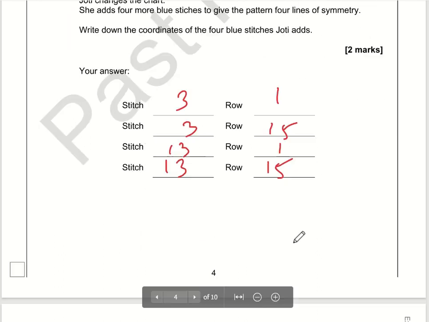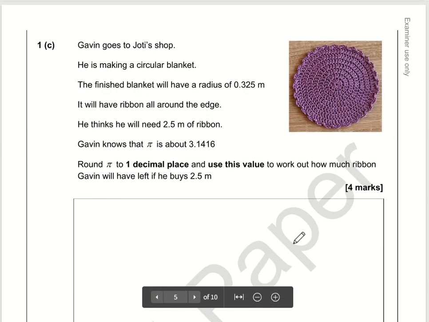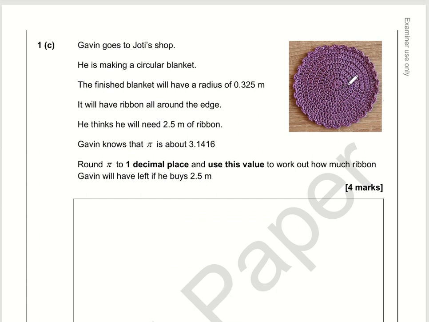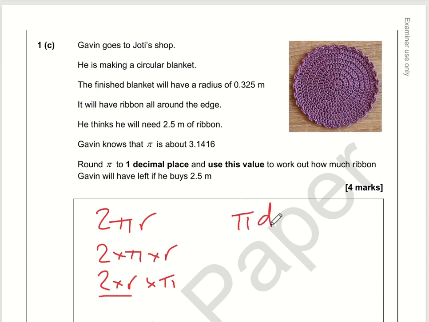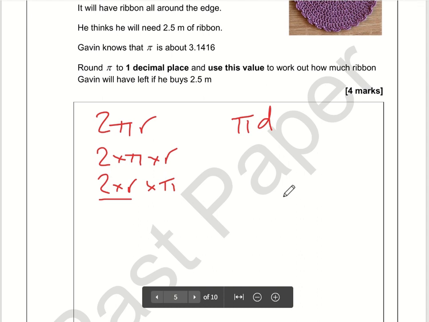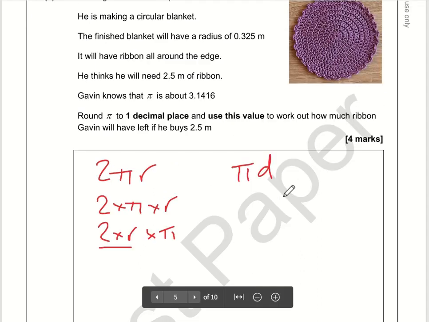Okay, let's move on to question C. So here we want to work out the circumference of this circular blanket. Now the formula for the circumference of a circle is 2 pi r. So that means 2 times pi times r. We can rearrange this, so 2 times the radius times pi, and maybe some of you know that 2 times the radius is the diameter, so some of you might have learned the formula as pi d. Now the radius, we have been told, is 0.325.